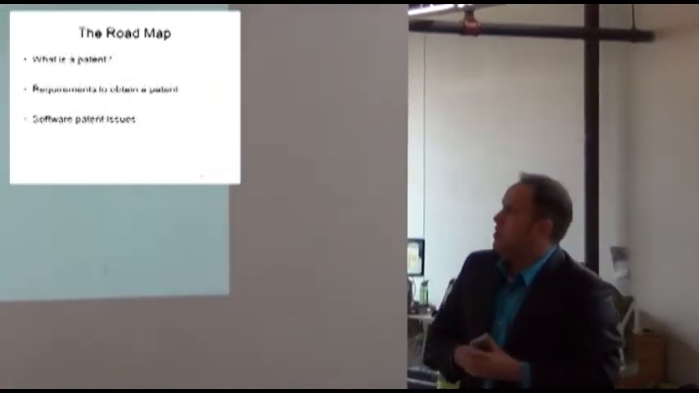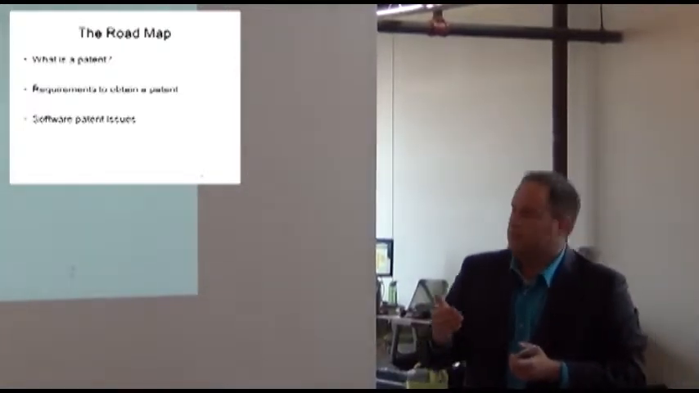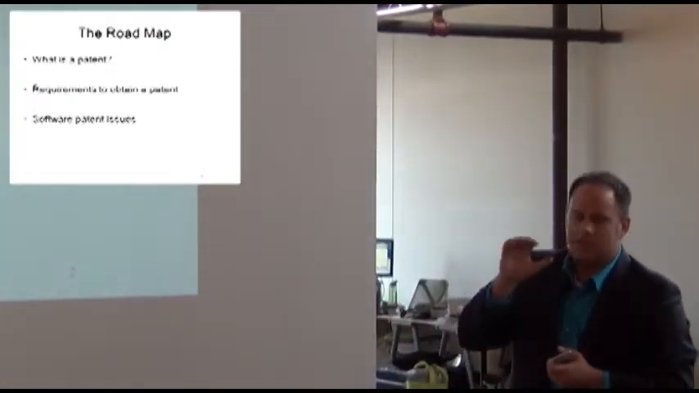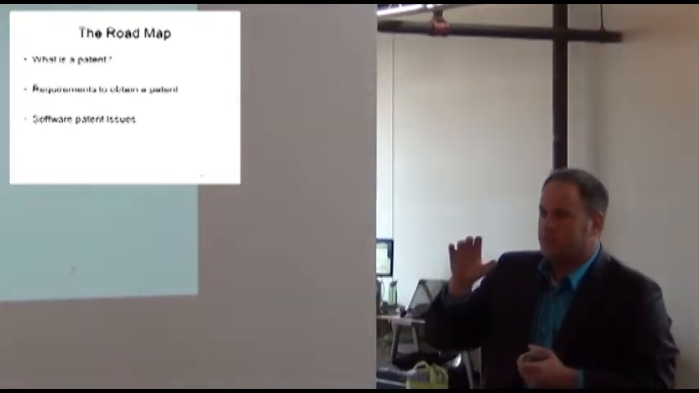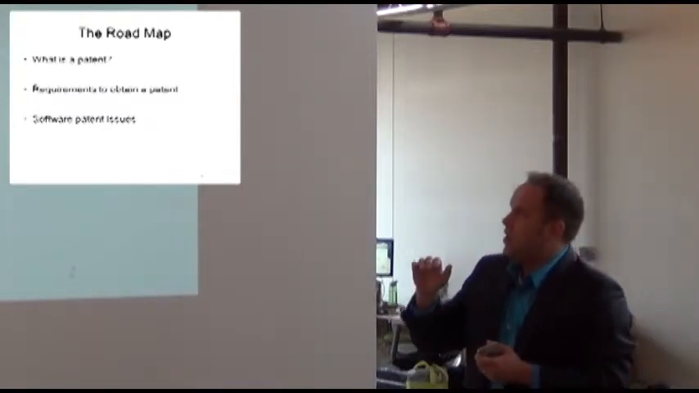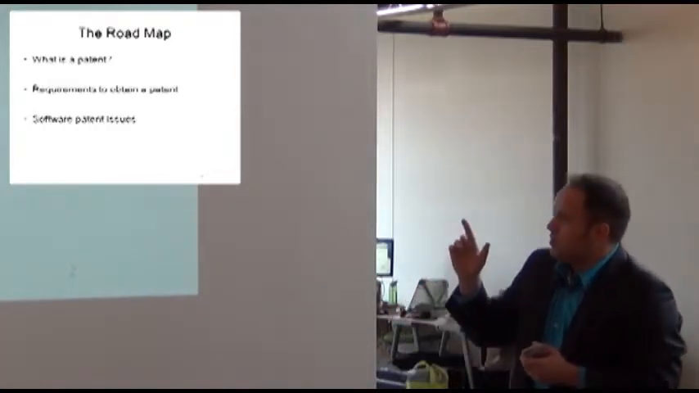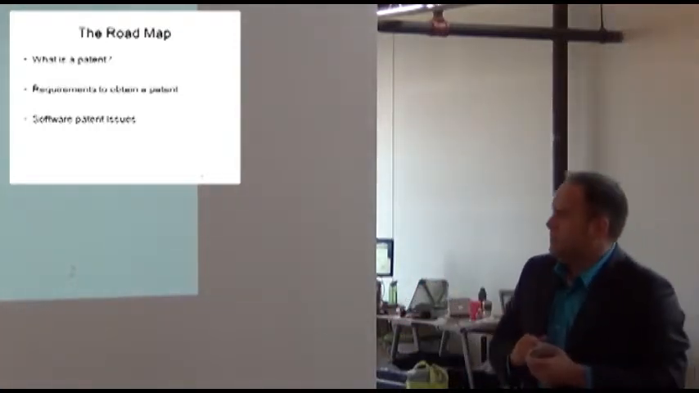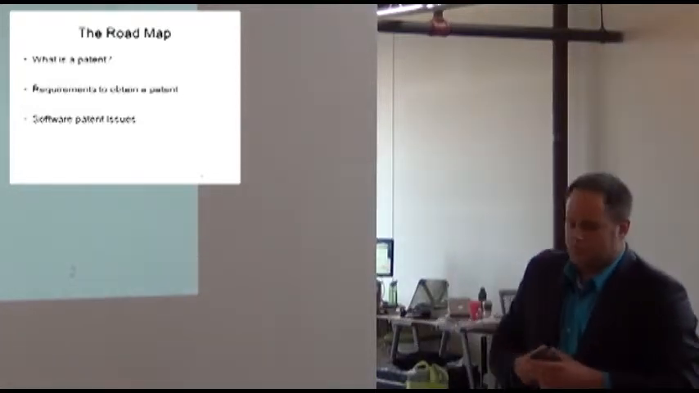The roadmap. We're going to talk about what is a patent. We covered this in a previous presentation, but I think it's important to cover, especially with regards to what we're discussing and kind of get the landscape of where we're going with regards to what patentable subject matter is. We're going to talk about requirements to obtain a patent, and then software patent issues, kind of the crux of what this presentation is.